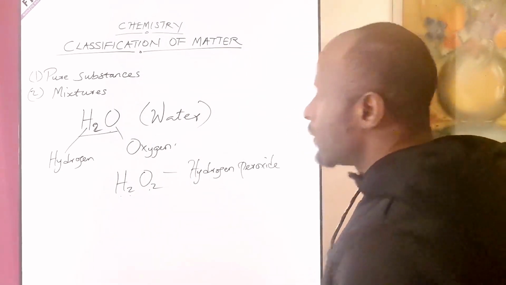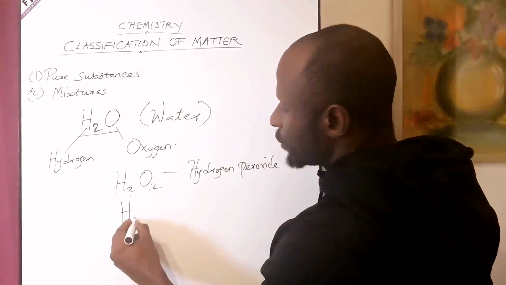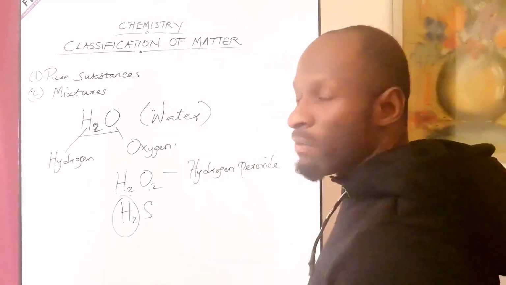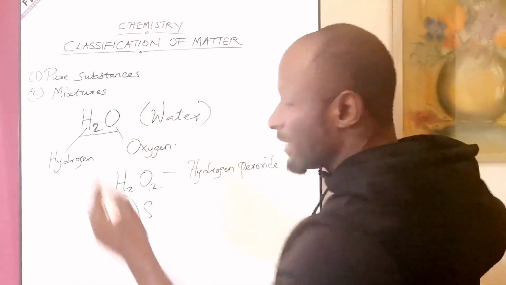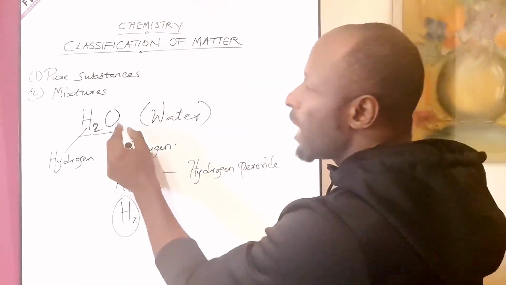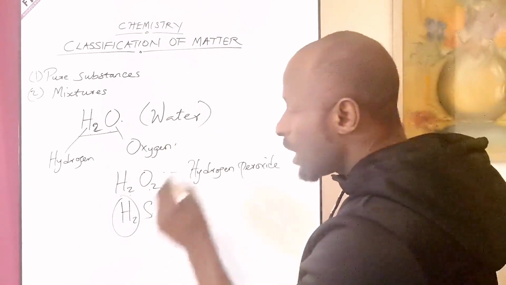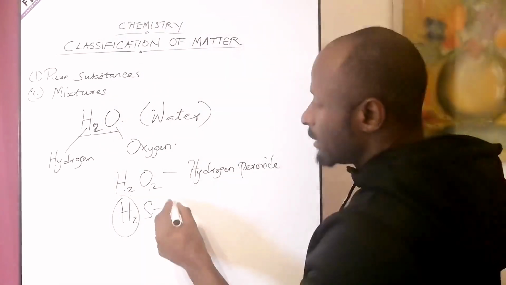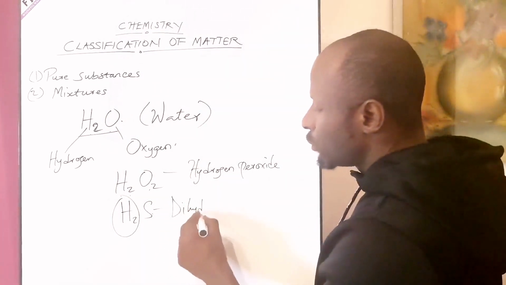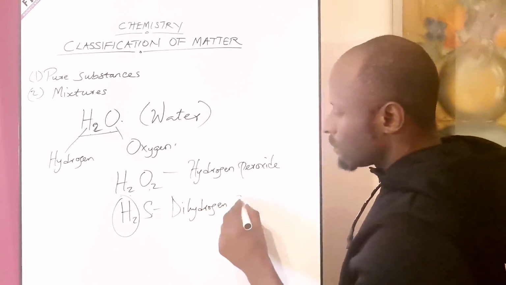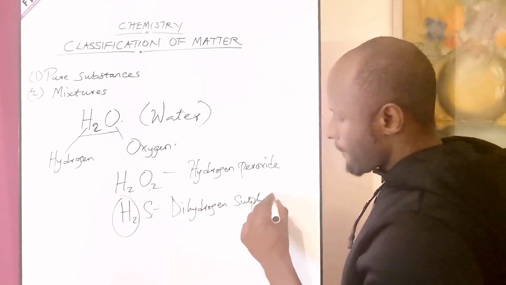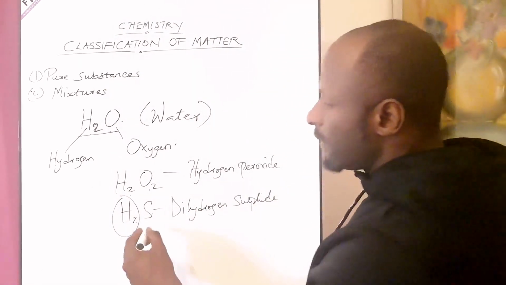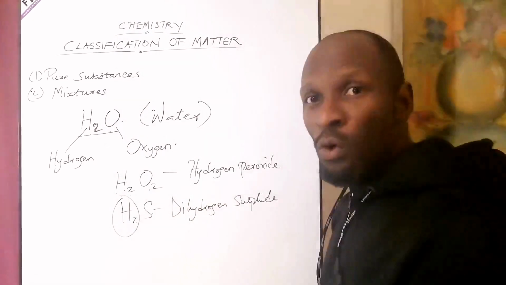I'll give you another example. Let's take H2S. Now, we still have 2 atoms of hydrogen involved, just like in the case of water. But in this case, we don't have oxygen anymore. We have sulfur instead. So this now is known as what? Dihydrogen sulfide. Okay? Now, this is a highly flammable compound.